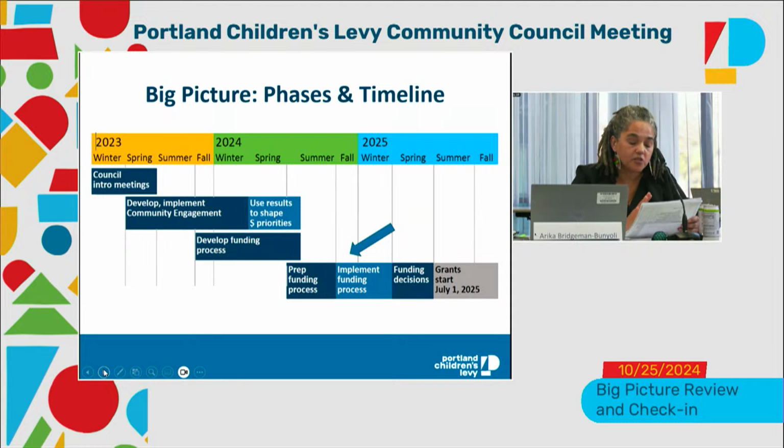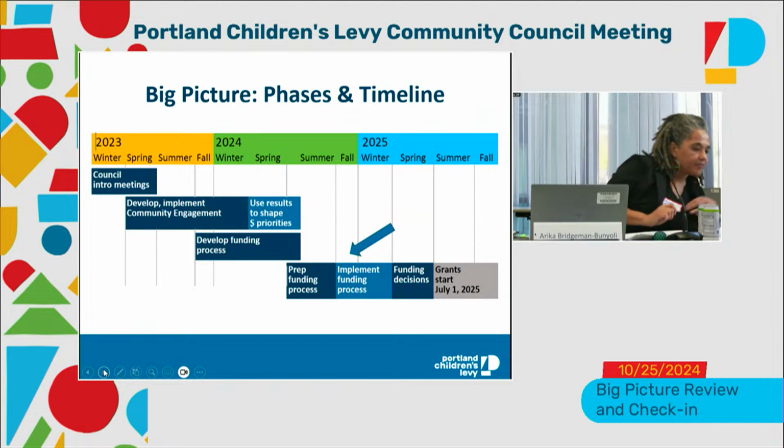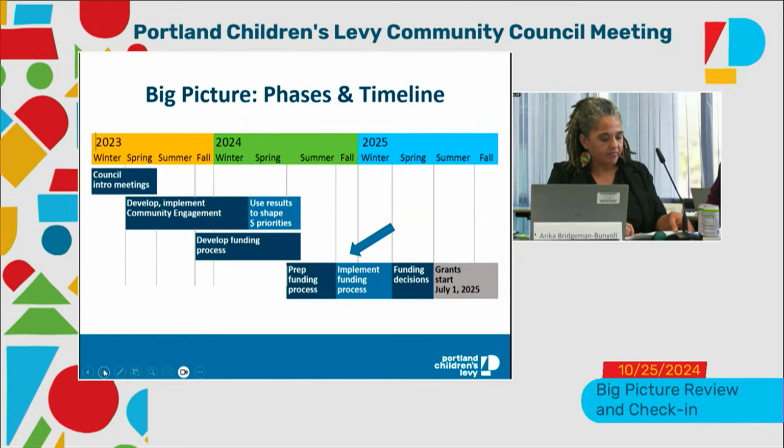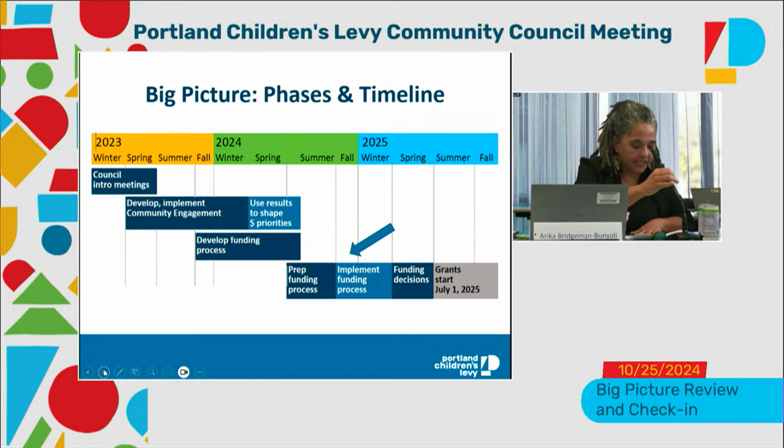Right now, as we speak, organizations are currently applying to implement those funding priorities in 2025 through 2030. The application questions and scoring criteria that you framed and revised are being used as we speak.